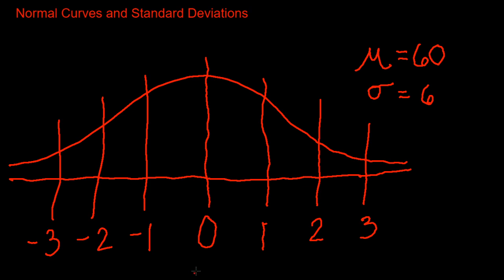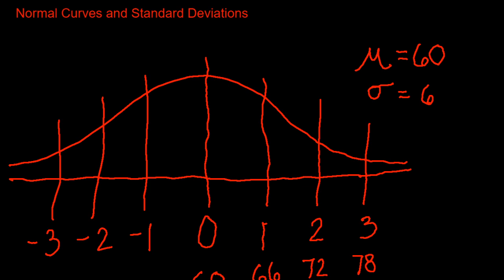Okay, well, in order to label our normal curve, we're going to start by putting our average in the center underneath our 0. And every time we travel to the right, we're going to add 6. So 66, 72, and 78.